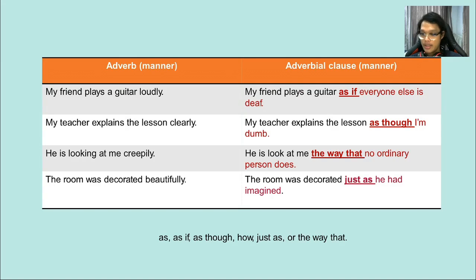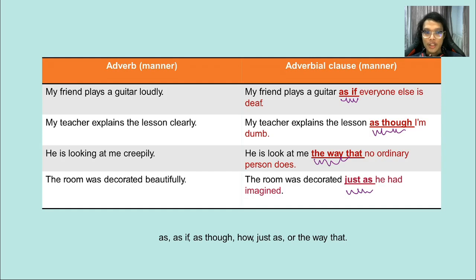for the adverbial clause that refers to manner, we tend to use another set of words, not the same conjunctions. So as you can see, we have the words as if, as though, the way that, or just as, to describe the actions, to describe how the person does the action.